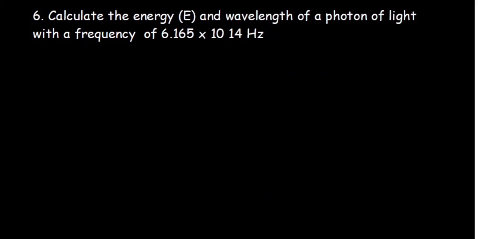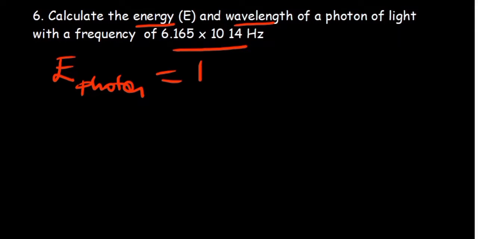Okay, so the next question says, calculate the energy and the wavelength of a photon of light with that frequency. So we want to calculate the energy and the wavelength. What have we been given? We've been given the frequency. So we need to understand that the energy of a photon is given as the product of Planck's constant multiplied by the frequency.